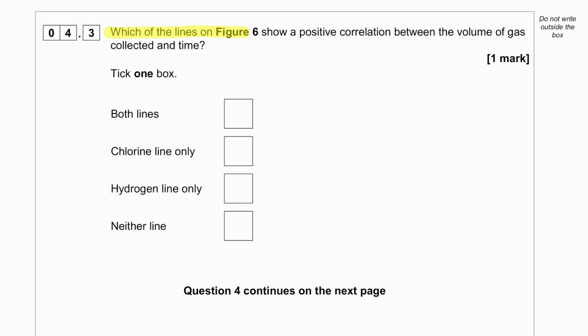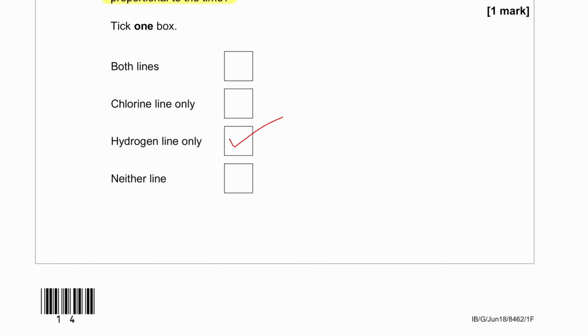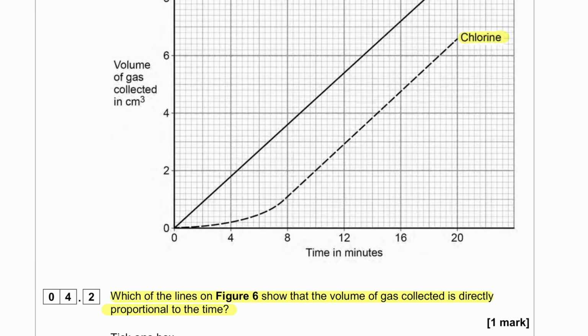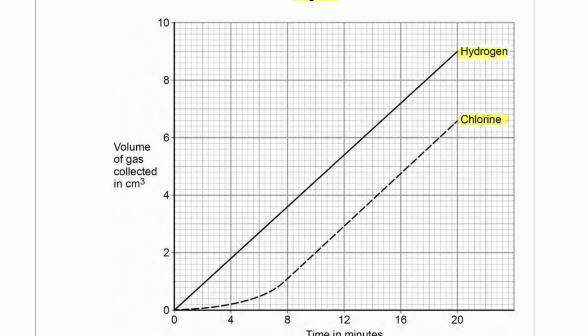Which of the lines on figure 6 shows a positive correlation between the volume of gas collected and time? What does positive correlation mean? First, we need to understand: when the time is increasing, we can see that the volume of hydrogen is also increasing. So this is referred to as positive correlation.